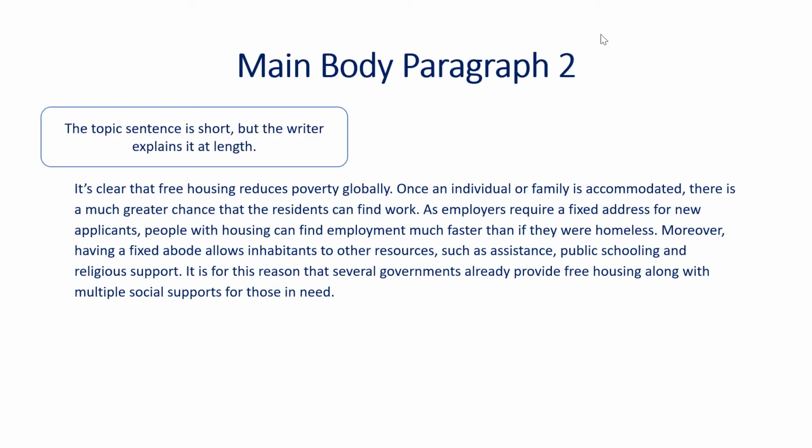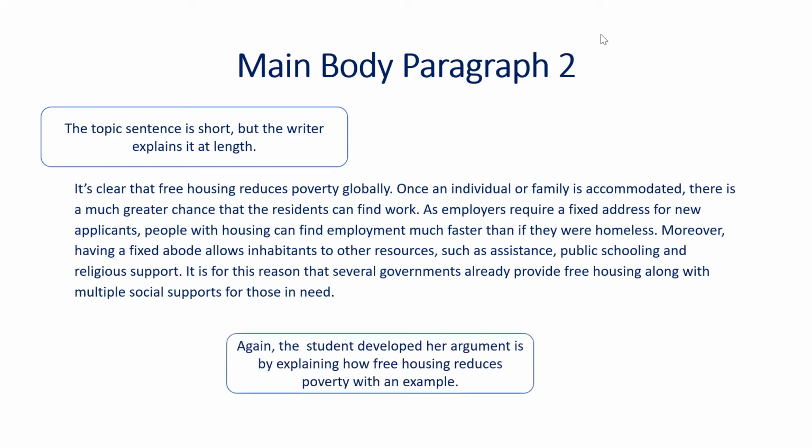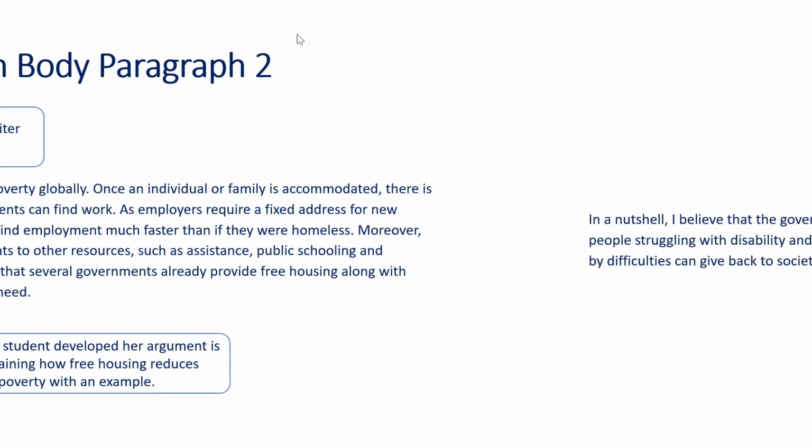The topic sentence is short, but the writer explains it in the second and third sentences. So we know exactly her opinion that free housing reduces poverty. And my student also developed her argument by explaining how free housing reduces poverty in the example. Overall, this paragraph is very understandable and very clear.